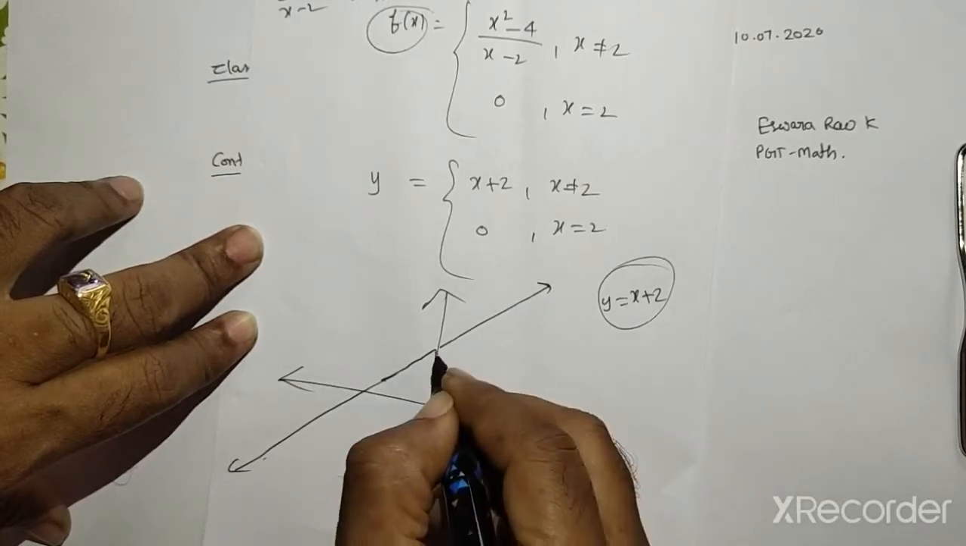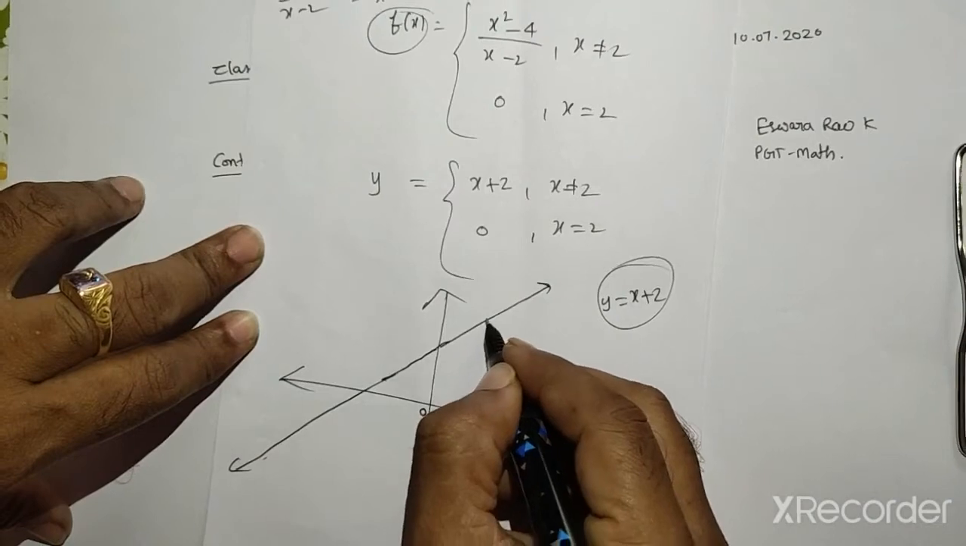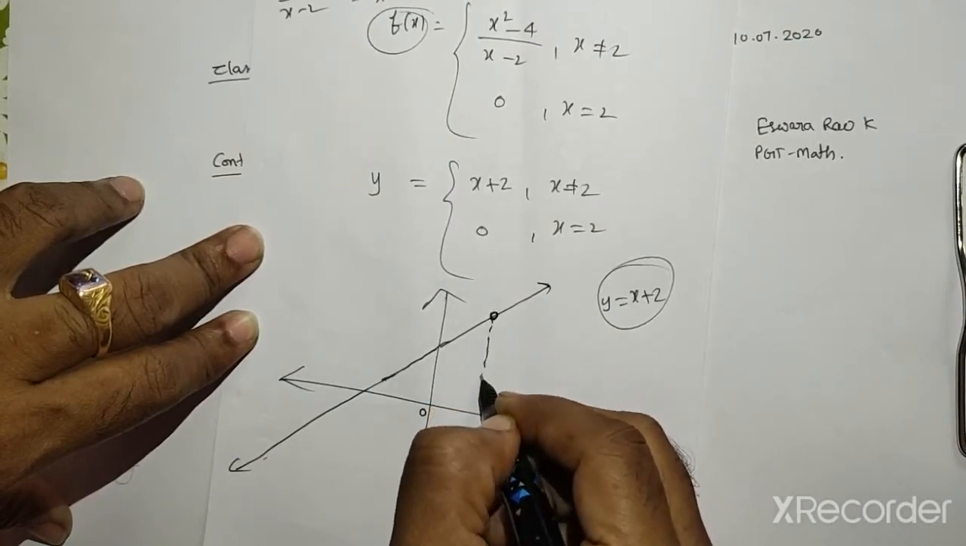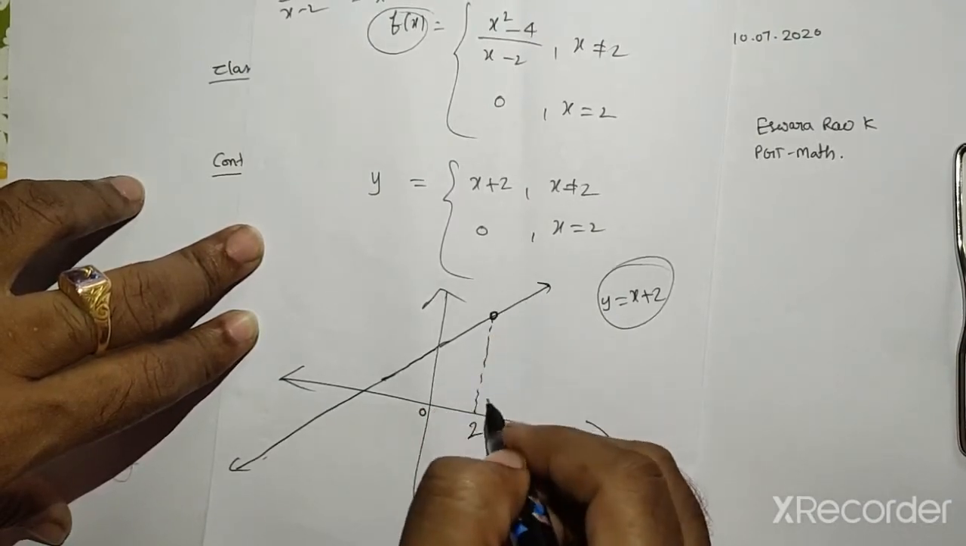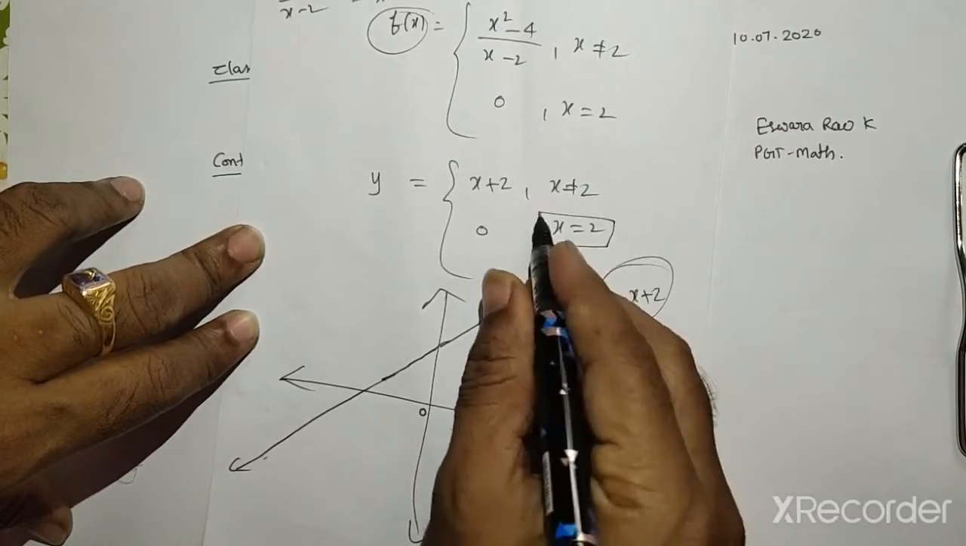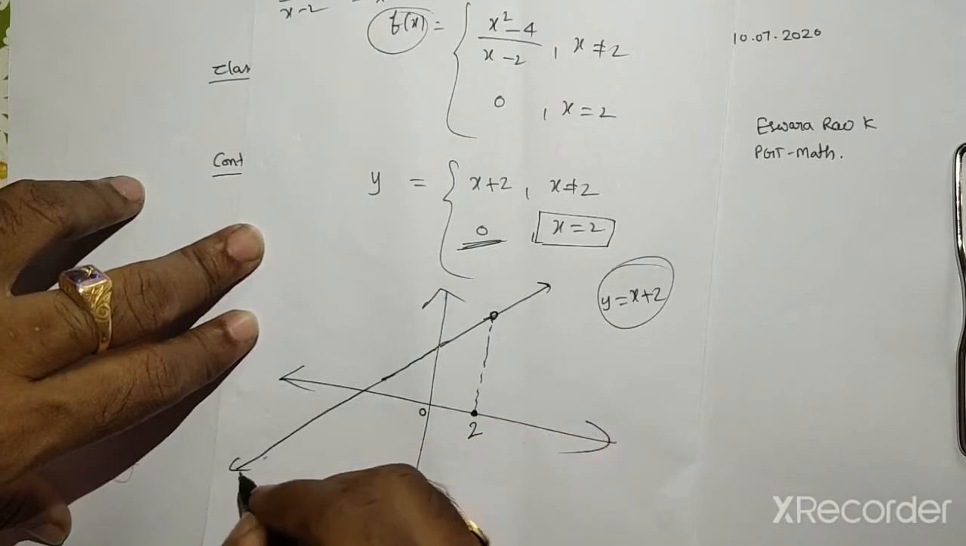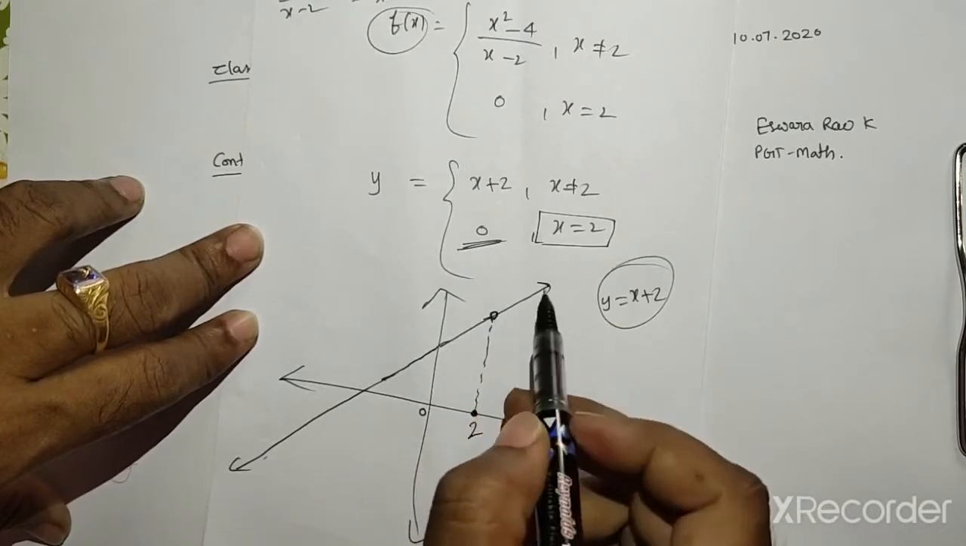Here there is a break, because at x is equal to 2, the value of the function is 0. So there is a break here. Exactly at x is equal to 2, we are taking 0. That means this function is not continuous in this domain.